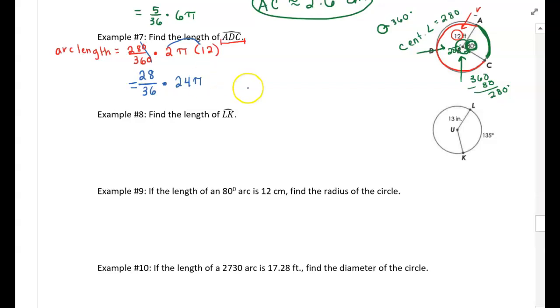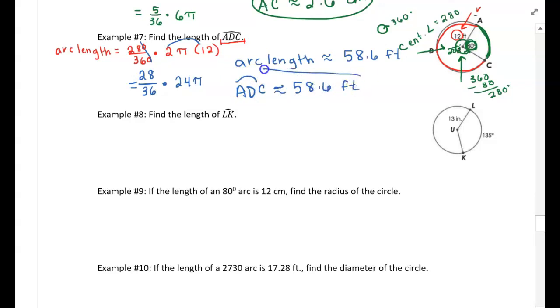And I get my arc length is roughly 58.6, and that is, where are we at, feet? So in other words, arc ADC is about 58.6 feet.